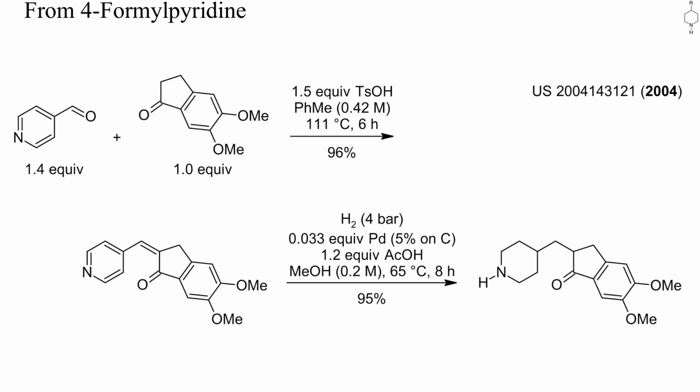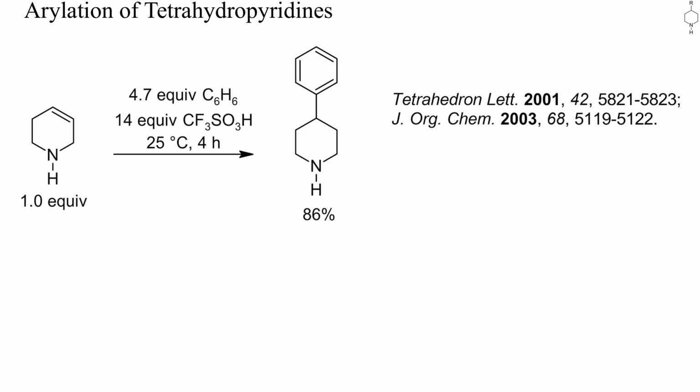As said, 4-methylpyridine is acidic and can be condensed with aldehydes or ketones. It can also be oxidized to an aldehyde and then condensed with ketones, as shown here. Strong acids can convert tetrahydropyridines into highly reactive dications, and these can alkylate arenes. In this example, 4-phenylpiperidine was prepared this way.